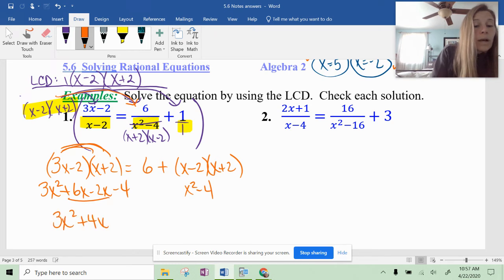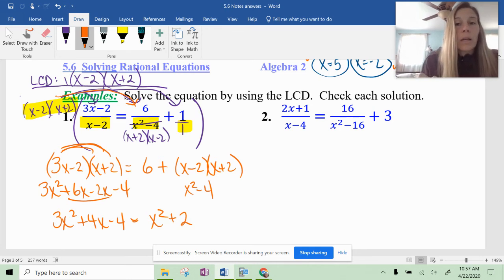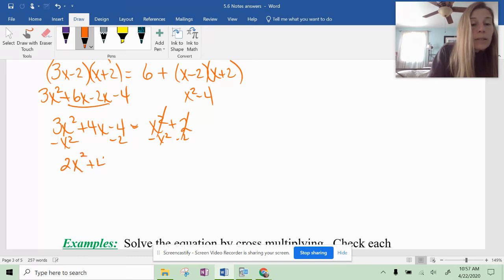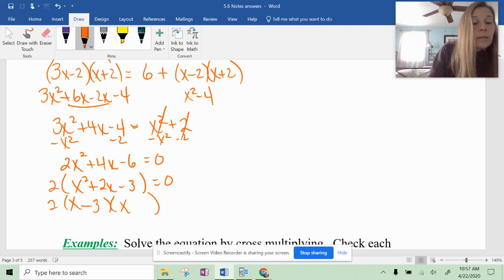So that's going to give me a 4x. And then over here, I have x squared and then the 6 minus 4, which is going to give me a 2. Then I've got to bring everything to one side since it's quadratic. So I will have 2x squared plus 4x minus 6 equals 0. Now this has a GCF of 2. So I would divide out my GCF, and then I could factor this, x and x, positive 3, negative 1. And my solutions are negative 3 and positive 1.